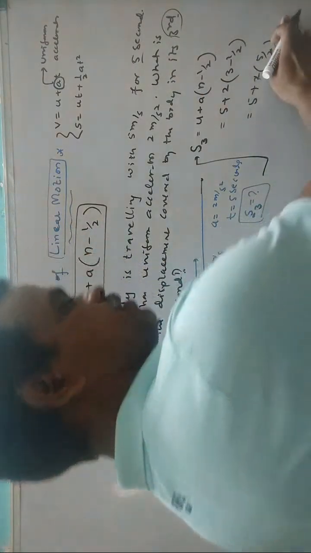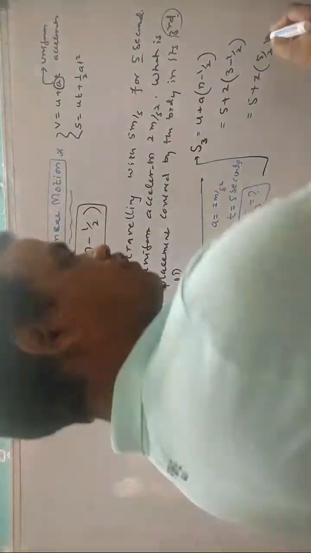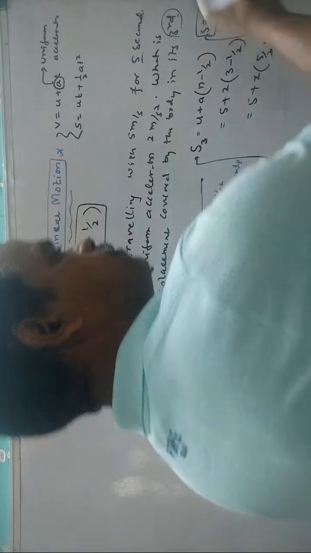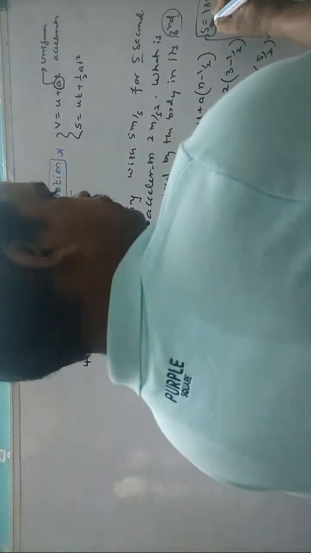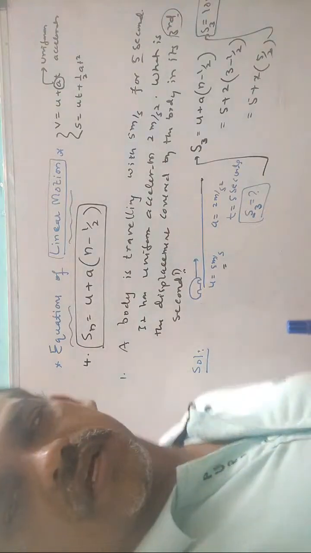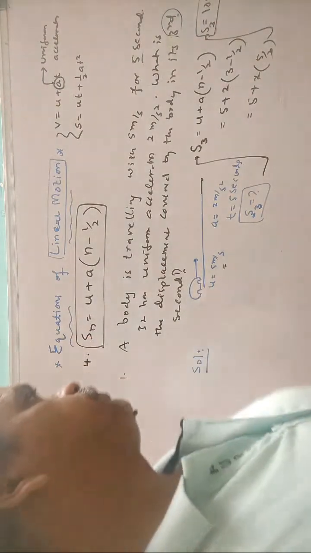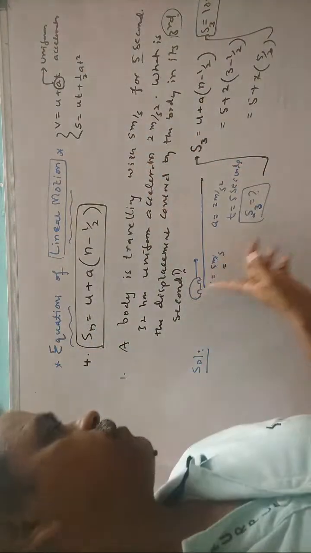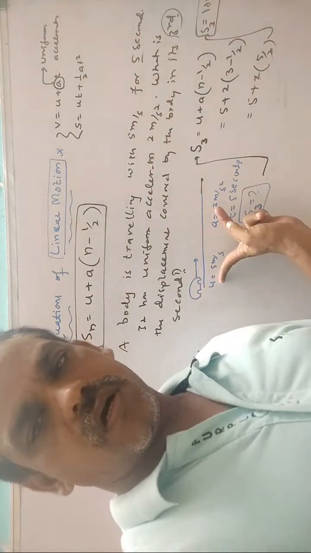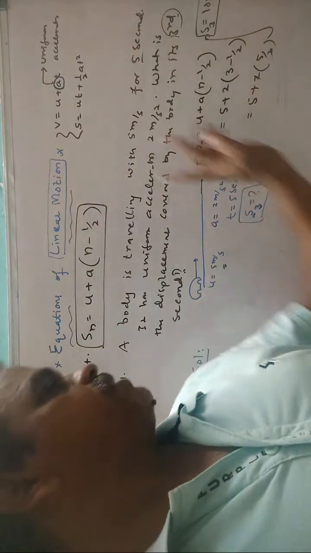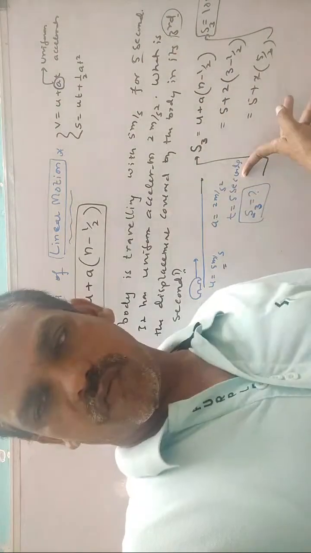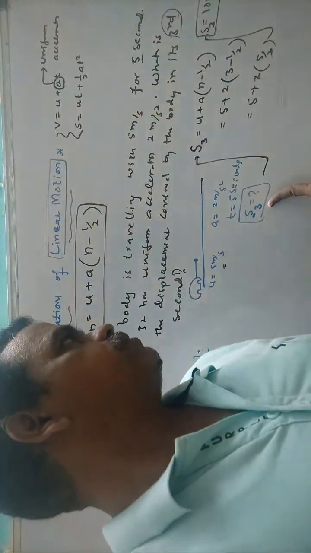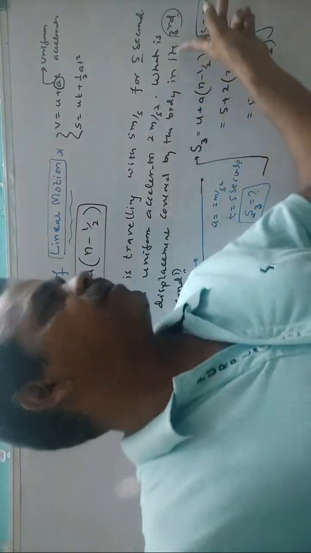So up to here it is okay, I think. Finally you will get S equal to 10 meters. So that is S3. Let me explain what I did here. A body is traveling with 5 meters per second, that is the initial velocity of that car or body or bus. It traveled for 5 seconds, t equal to 5 seconds, with a equal to 2 meters per second squared. We have to find the displacement covered by the body in its third second.